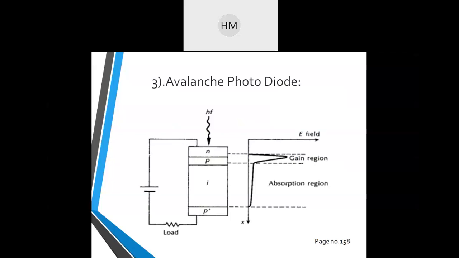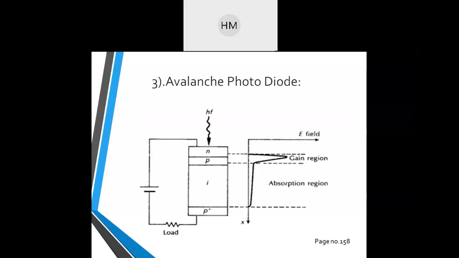Avalanche photodiode. See, all these things are very nicely explained in the senior book and I have shared the book. From there also you can draw the diagrams. Avalanche photodiode. It is known as APDs. You can draw the diagram.